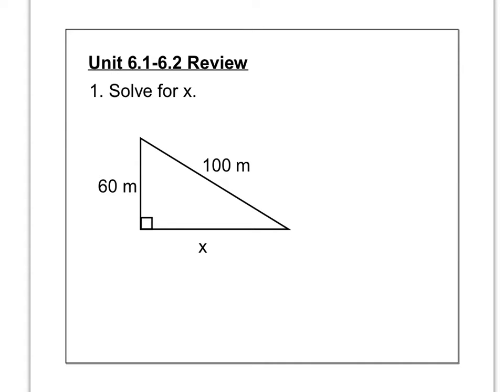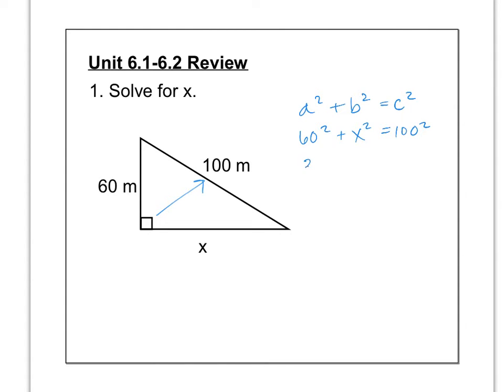Okay, maybe you thought about a squared plus b squared equals c squared. This is a right triangle, so you can use the Pythagorean theorem. The c has to be your 100. So you're going to go 60 squared plus x squared equals 100 squared. And if you switch around your 60 and your x, that's okay, but the 100 has to be your c.